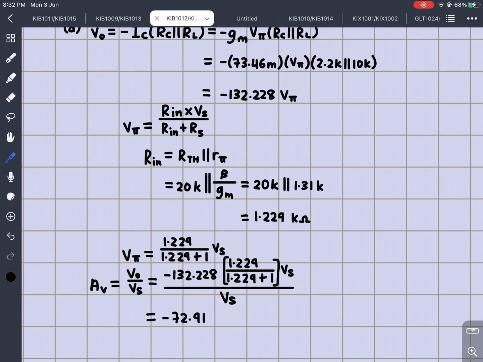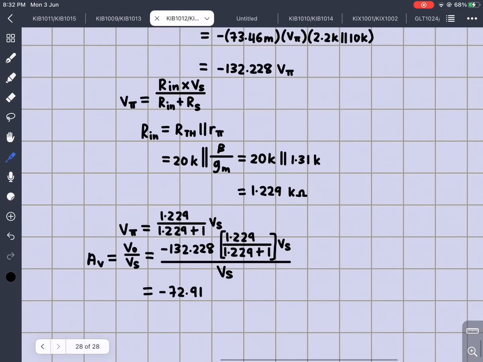Substitute the expression of V pi into the expression of V output, and divide with Vs to calculate the voltage gain. As the final answer, the voltage gain is negative 72.91.